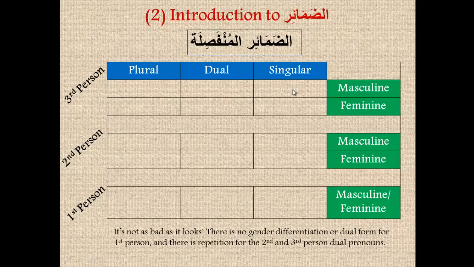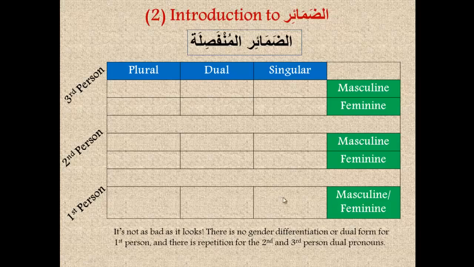By column, we have organization based on number. On the far right column, we have the singular pronouns. In the center, we have the dual pronouns. And on the far left, we have the plural pronouns. And of course, pronouns are also divided by gender, masculine and feminine. It's not as bad as it looks, actually. It may seem intimidating at first, but trust me, it's not as bad as it looks.